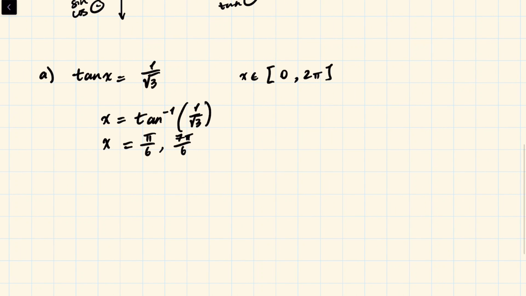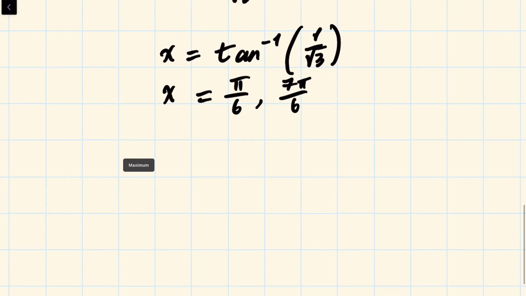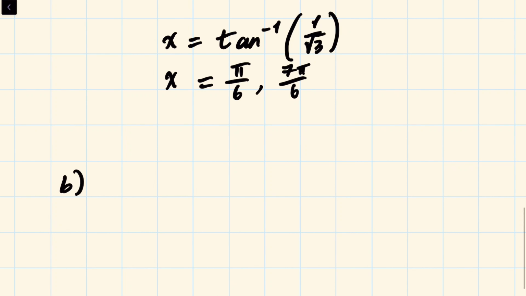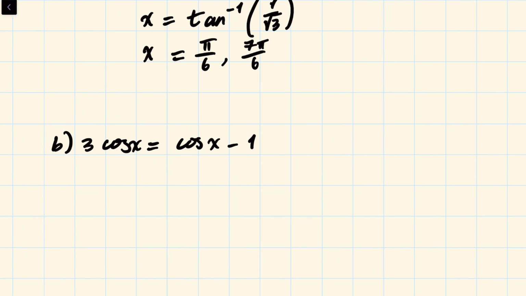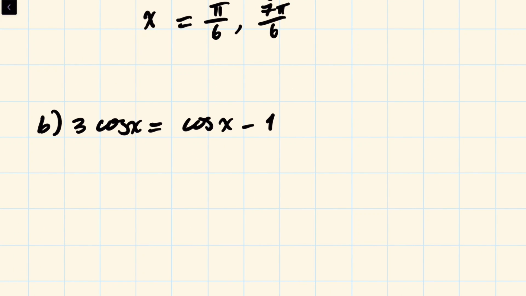Let's do another one now, I suppose. Let's do 3 times the cosine of x is equal to the cosine of x minus 1. Okay, so I would start by collecting the like terms here. I want to move this right cosine of x over to the left side. So let's do that. 3 cosine of x, subtracting a cosine of x on both sides, equals just -1 on that side now.